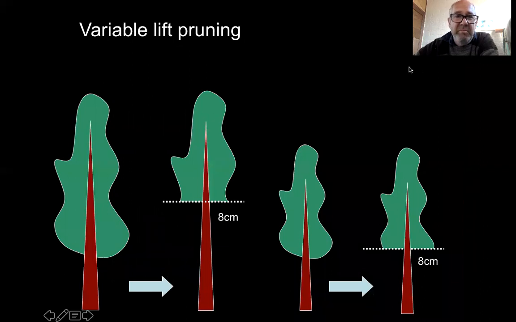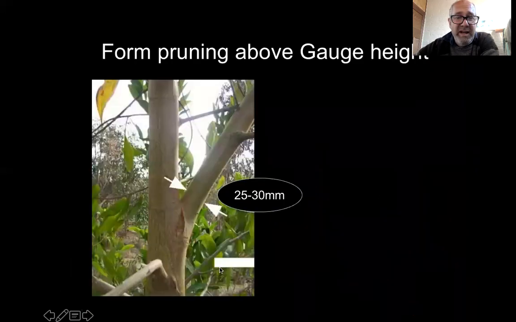So using this technique, we call it variable lift pruning. You prune every tree up to say the diameter, such as 8 centimeters. So a fat tree is pruned, a tall one is pruned a bit higher, a short skinny one is pruned to a much lower height, and it's variable. So it depends on how you're treating every tree as an individual, because when you harvest it, that is an individual log. You can't average out when you look at a forest.